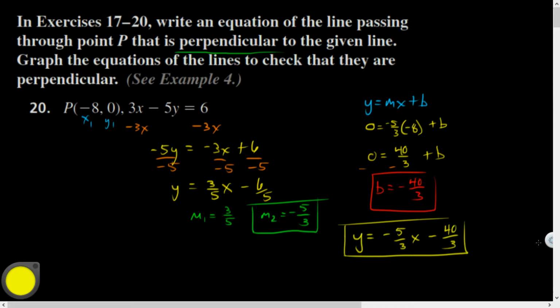Oh, I wrote it in slope-intercept form. I plugged in my m and my b, so like so. And if I graph these, they would be perpendicular to each other, but question?